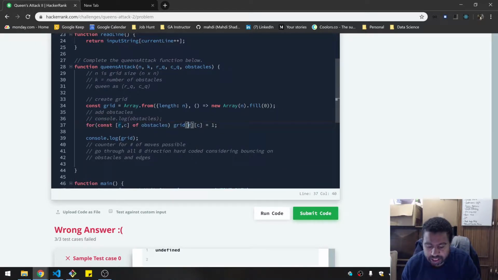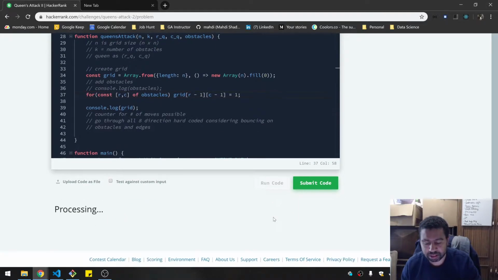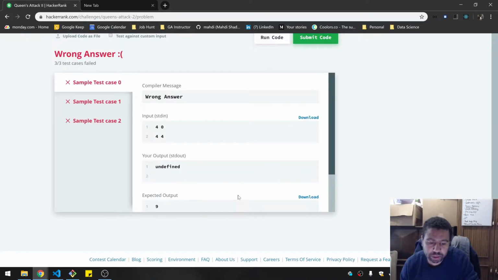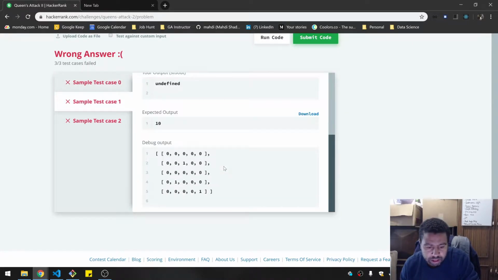R minus 1, C minus 1. I don't think that will negatively affect anything too bad. I do need to keep in mind that the queen is also in a similar relative ordering. So here we go. We got some stuff on the board.